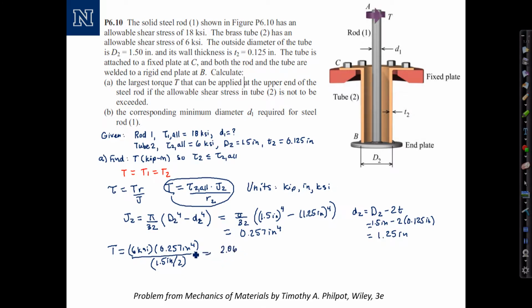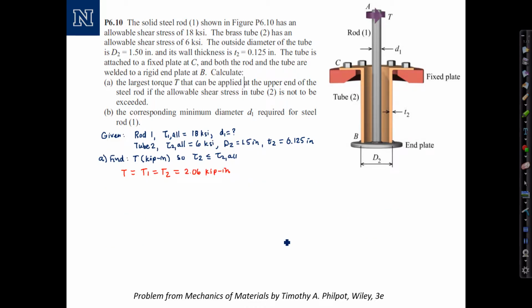And this computes to 2.06. Let's check out our units. We have KSI, inches to the fourth, and divided by inches, so the square inches all cancel out, and we're left with inches at the top. We're left with total units of kip inches, which is what we expect for a torque. So that's somewhat of a reality check or a logic check for this part of the problem.